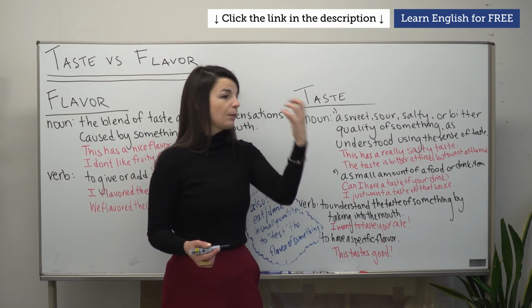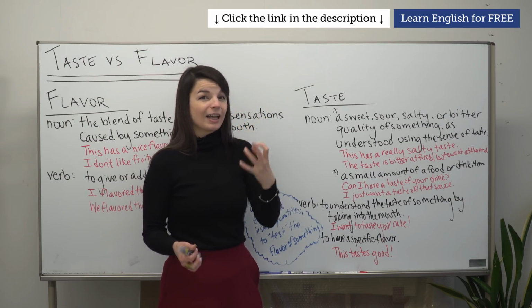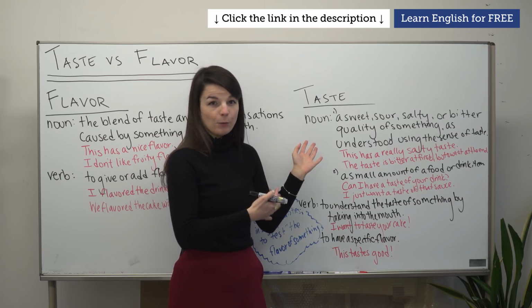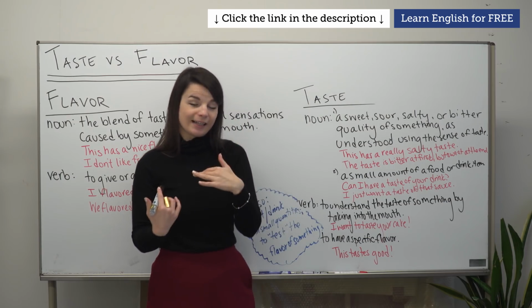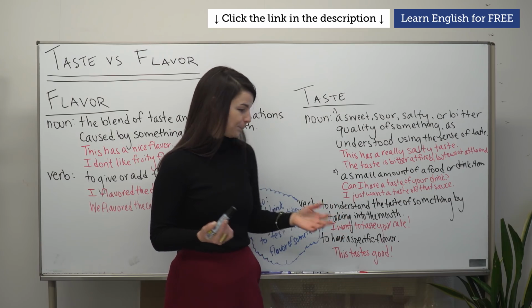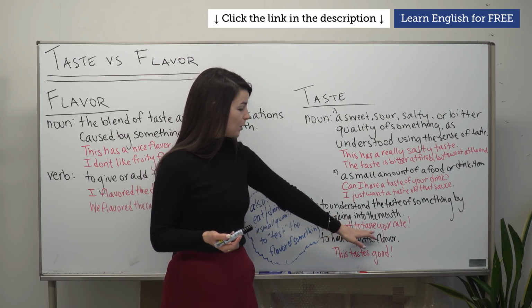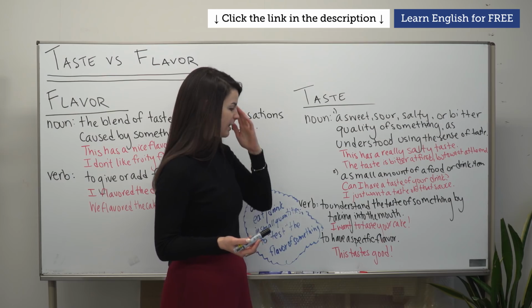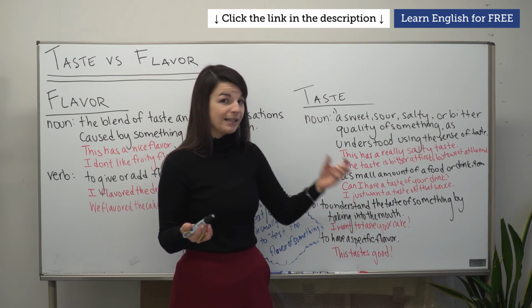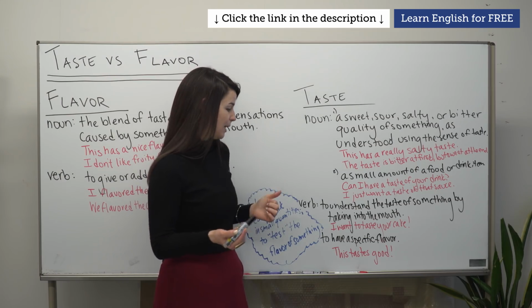So taking something into the mouth to understand the flavor, or we can use taste in that way, to understand the flavor, to understand the taste. For example, I want to taste your cake here. I want to taste is used as a verb in this sentence, so I want to, in other words, understand the flavor of your cake by taking it into my mouth. This is the meaning here.